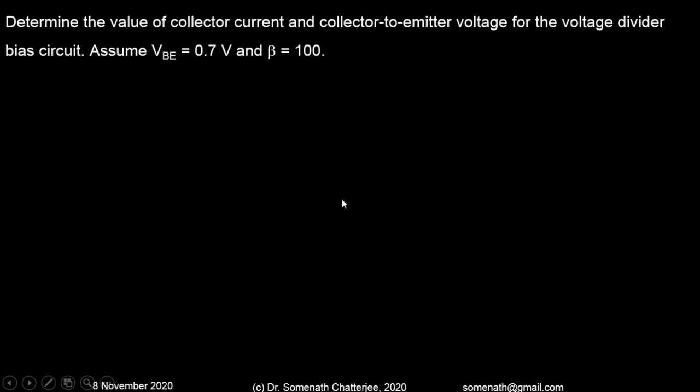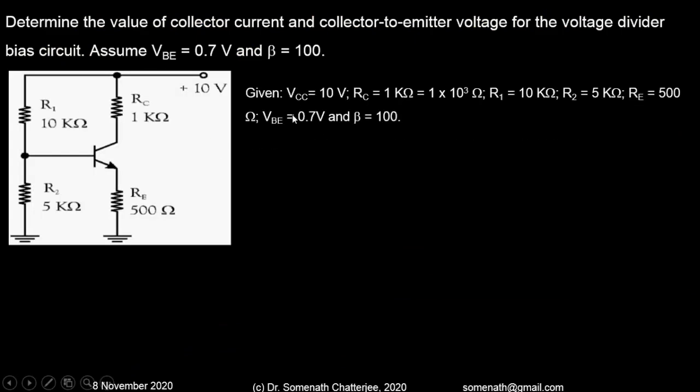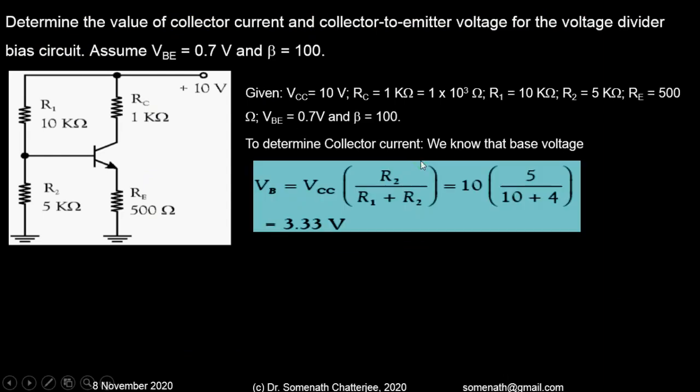Now there are some exercises on the potential divider bias. You have seen the equations given here, and we have to determine the value of the collector current and the collector to emitter voltage. That is for your understanding. Here you can see the circuit and all the values are provided. Here VBE, the base to emitter voltage, is 0.7 volt, as mentioned, so you can understand that it is a silicon transistor. These values are given, so you have to use them. So to determine the collector current, what we can do is, we know the base voltage is VB.